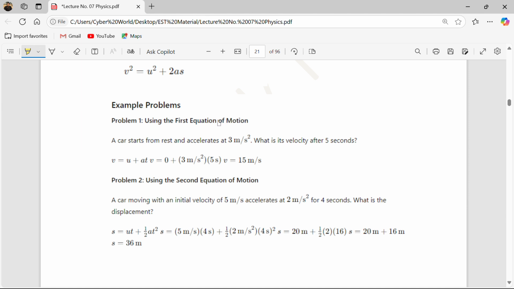So the example problems are these. Problem number one, using the first equation of motion. A car starts from rest and accelerates at 3 meters per second square. Initial velocity Vi is 0, acceleration is 3, and the time is 5. So 5 multiplied by 3 gives 15 meters per second, as Vf equals Vi plus at, because we are using the first equation of motion.